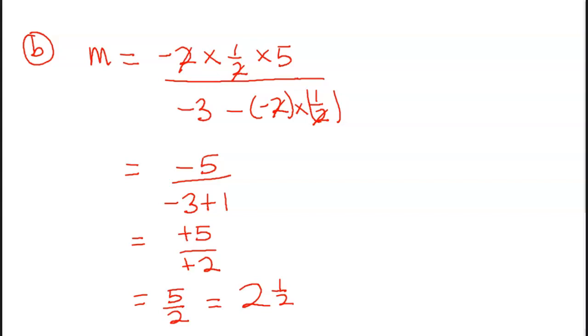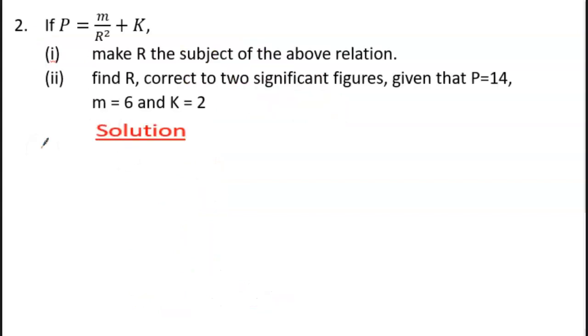So let's look at the second example. Before you continue, pause the video and try this one. If P is equal to M over R squared plus K, we have to make R the subject and then find out, given the values of the variables. Let's do it together. So P is equal to M over R squared plus K.